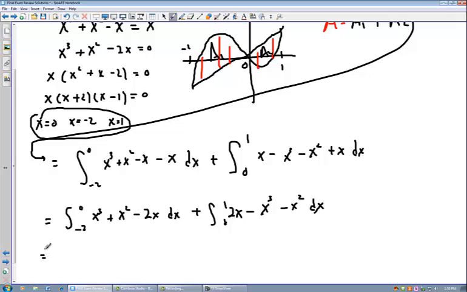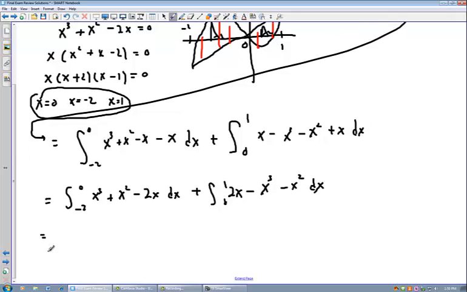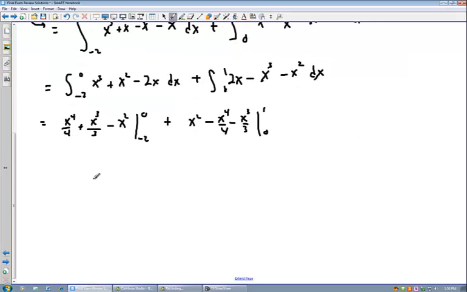And now I can use the fundamental theorem of calculus, which says basically find the antiderivatives and plug in the upper and then plug in the lower limit. So I have x to the 4th over 4, I add 1 and divide by it, x cubed divided by 3, add 1 and divide by it, minus x squared, from negative 2 to 0. Plus x squared minus x to the 4th over 4 minus x cubed over 3, from 0 to 1.